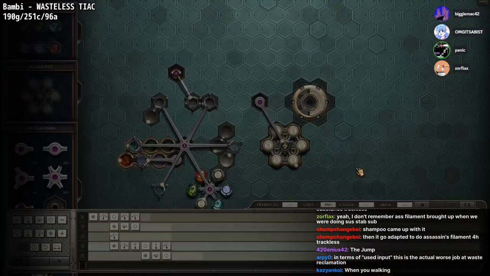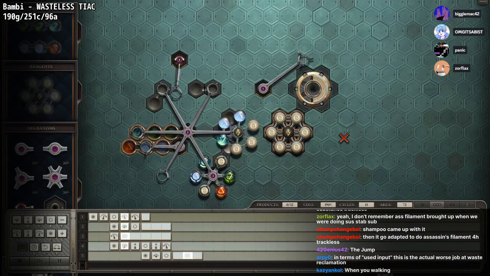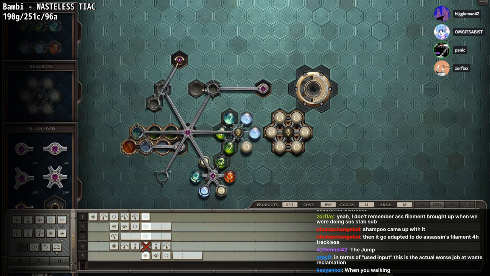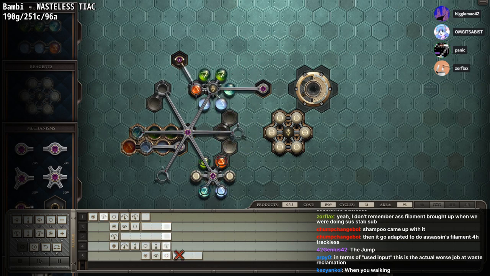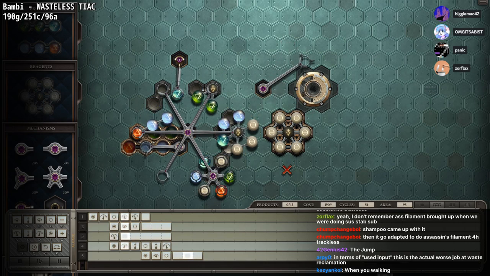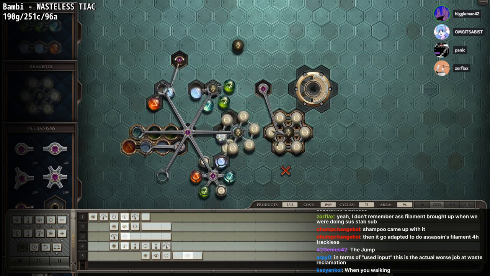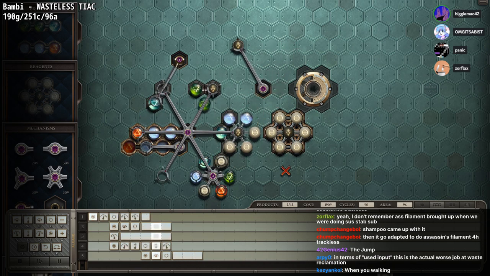1833, yeah. This is a wasteless TIAC. Interesting. How much is this? Let's count here. 6, 4, 18. Seems like Bambi was the one to get the 4 out of 6 efficiency with a 10i.